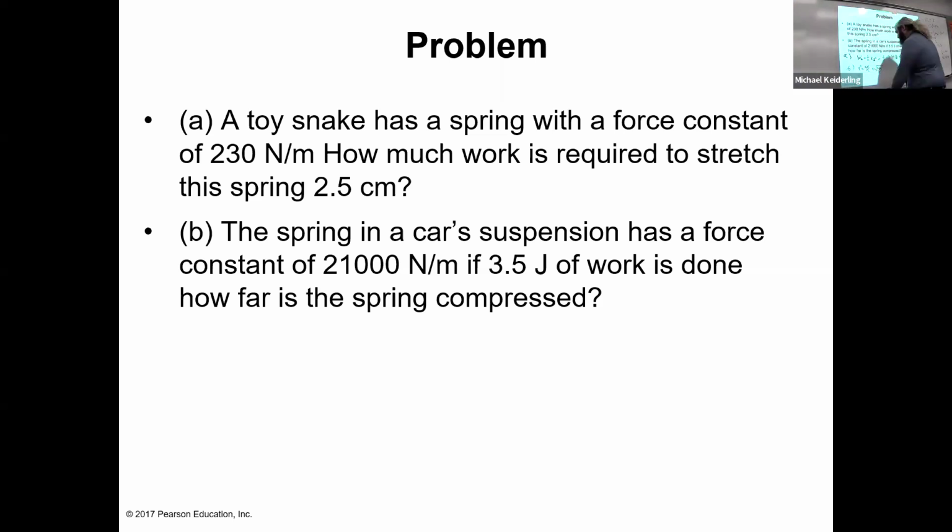So the square root of 2 times 3.5 joules over 21,000 newtons per meter, and we will get 0.017 meters or 1.7 centimeters.